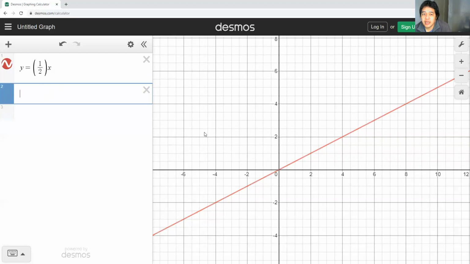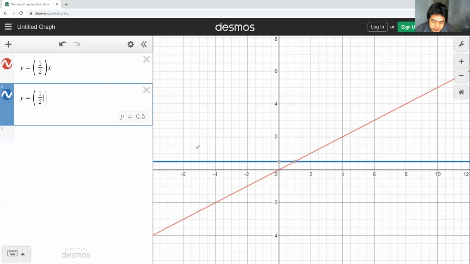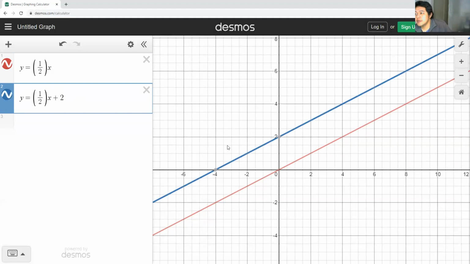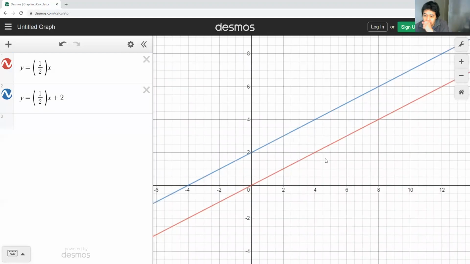So now let's suppose I have another linear equation similar to it, but this time I will add a value. So for example, I add 2. So you see now the blue line here. What happens here is actually from the previous line, the red one, we shifted the line vertically upward, yeah, so we shifted up 2 units. You see now this point from here to there, so basically it moves from 0 to 2.